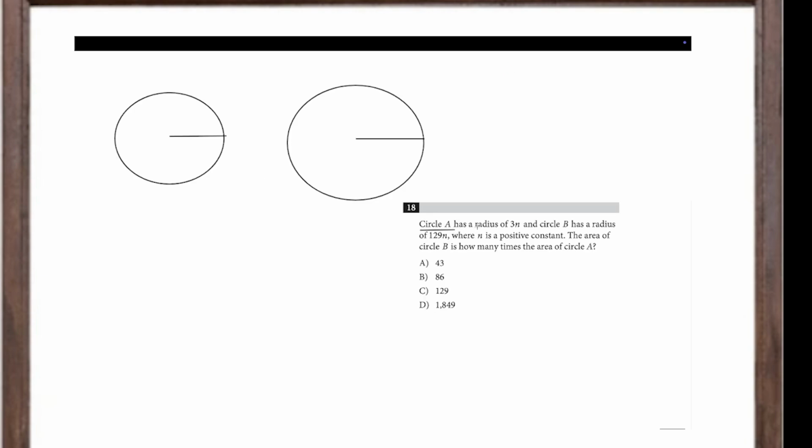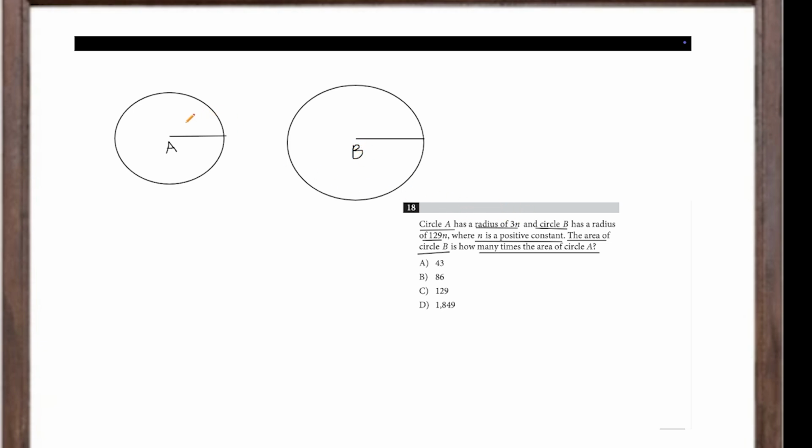So here we have a circle problem. It states circle A has a radius of 3n and circle B has a radius of 129n, where n is a positive constant. The area of circle B is how many times the area of circle A? So I have two circles drawn over here to visualize this problem, and now I'm going to label it. I'm going to have circle A over here on the left side, which is a smaller circle.